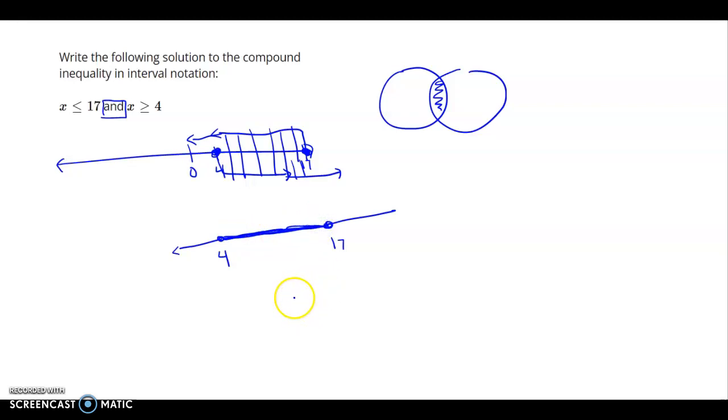Our interval notation, we want our smallest number first, which will be 4, and our biggest number second, which will be 17. Now because they're both closed circles, they'll both be equal to, so they'll be brackets, and that's it. So, we were looking for the place they both are, so it's just that line in between, and then interval notation to represent that section.